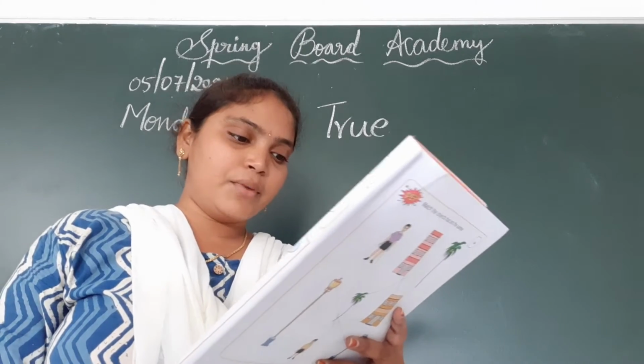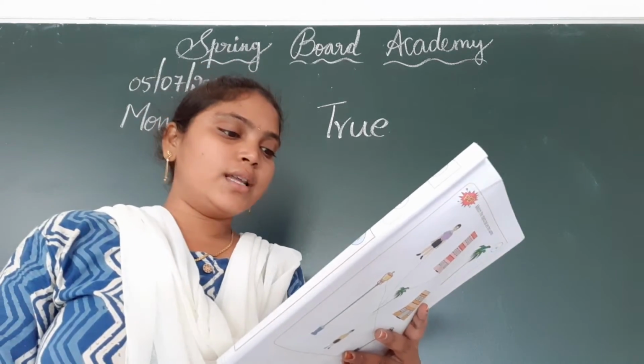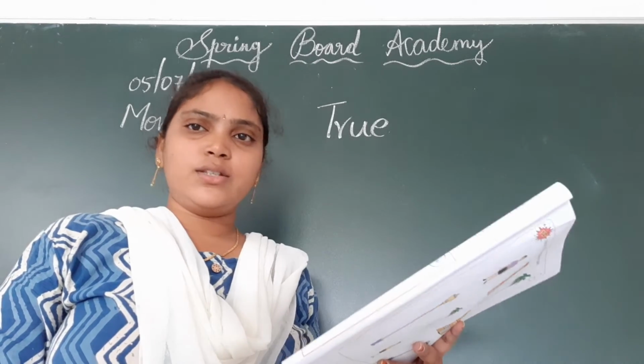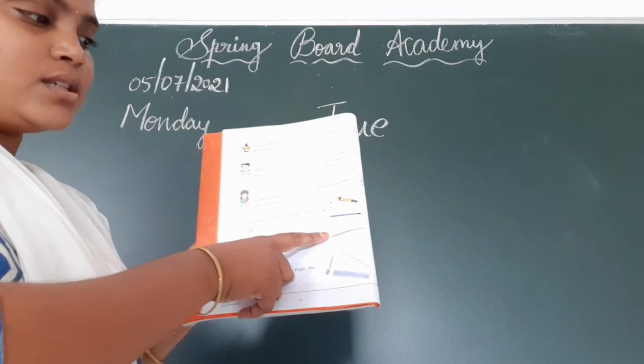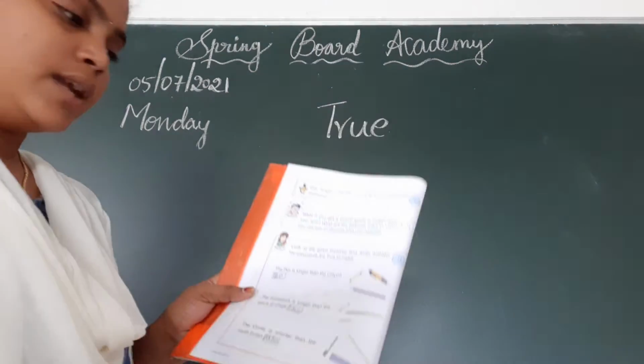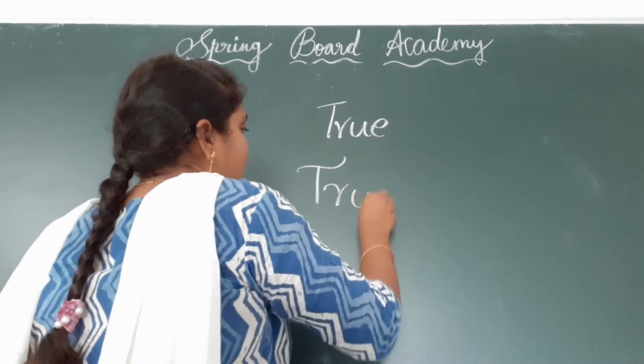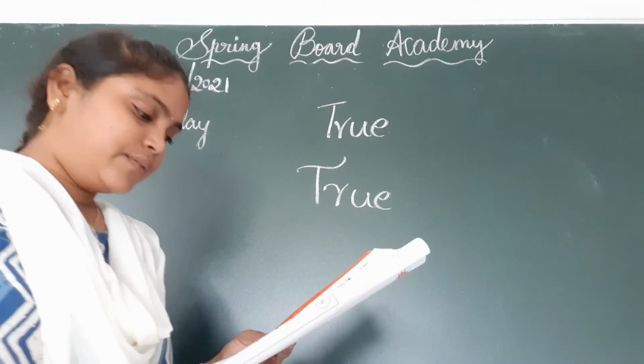Second statement I am reading, children. The drumstick is longer than the piece of chalk. Is it correct? Is this drumstick longer than the chalk piece? Yes, children. The drumstick is long. So write for 2, True.